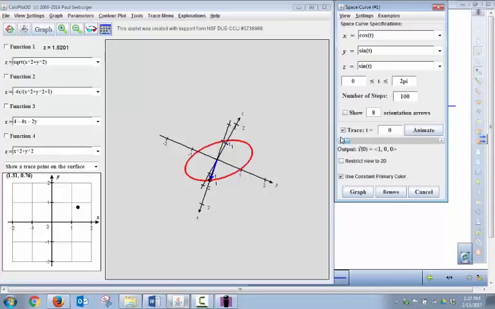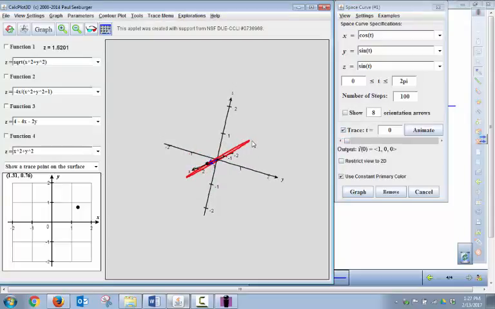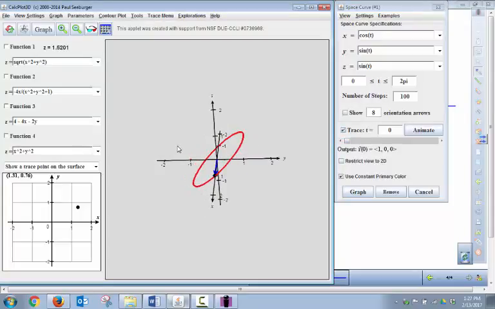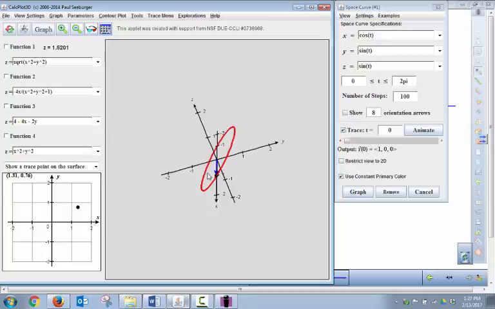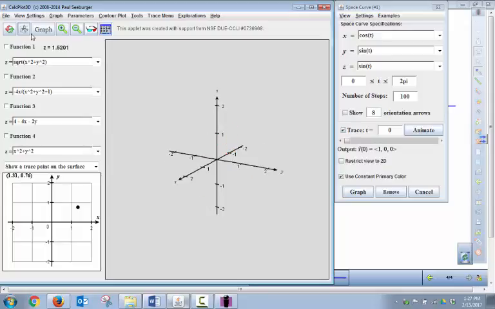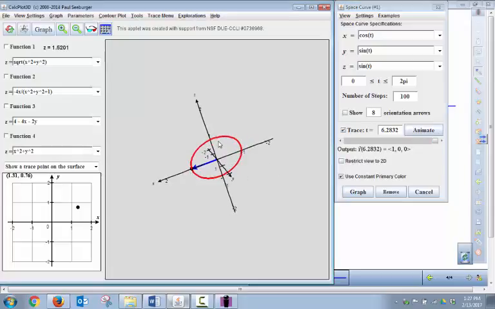So if we trace this, reset graph. If we trace this, we'll see that the z component only has one cycle. It goes up and back down and back up again, and so that's one whole loop. It looks like it's actually drawn that circle.